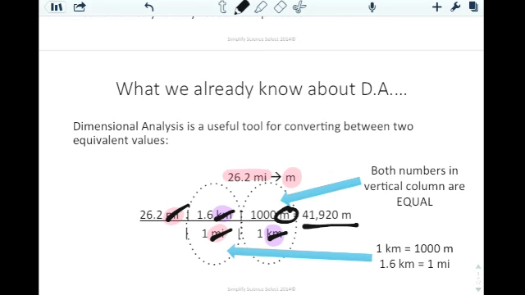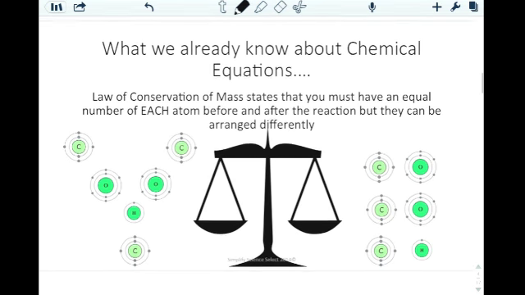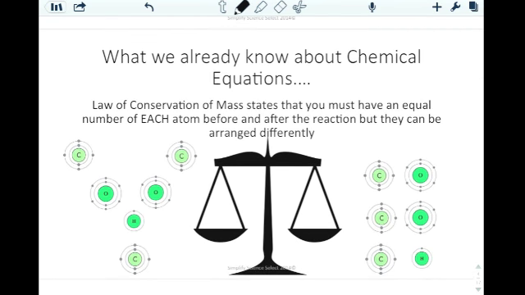So that's dimensional analysis. Now, what we already know about chemical equations. We talked about this a lot in the last unit. It's the law of conservation of mass. The law of conservation of mass states that you must have an equal number of each atom before and after the reaction, but they can be arranged differently. So we have to have the same number of atoms, but we can rearrange them. In that chemical reaction, that's what it does. It rearranges everything so we can get something a little different.